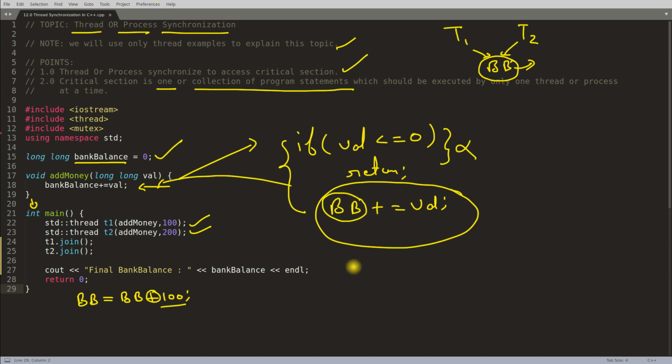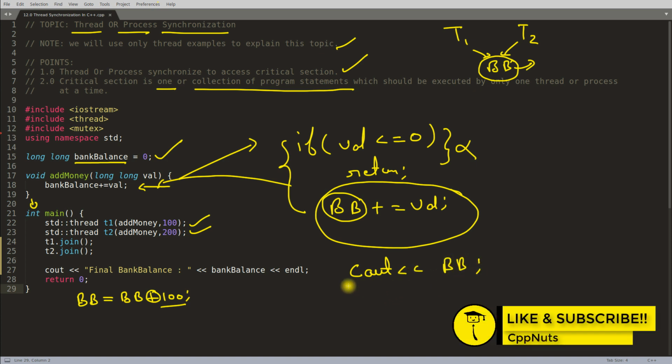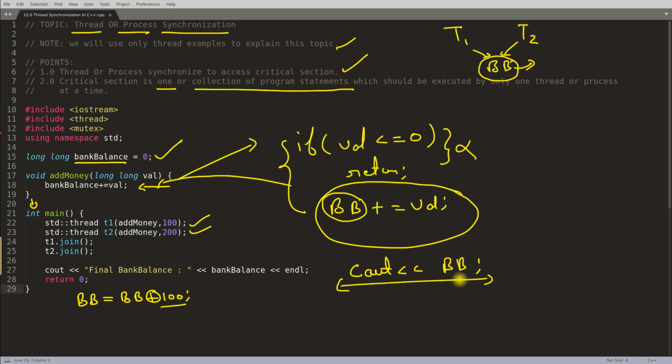What I mean is, if you just did this, see out bank balance, then this is not the critical section. Even if this BB is common for both the threads, because we are not changing anything. Critical section comes when there is a write operation on your common variable. If there is a read operation on your common variable, it is not considered as critical section, because by reading that you are not going to corrupt that.